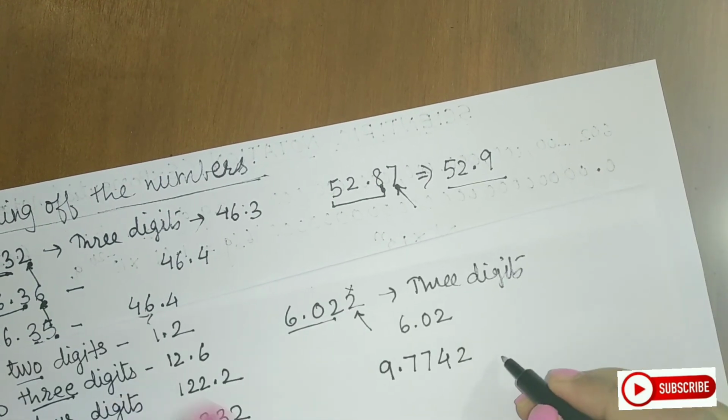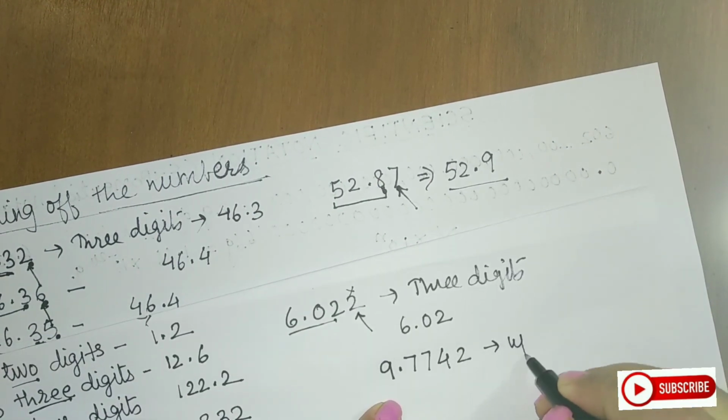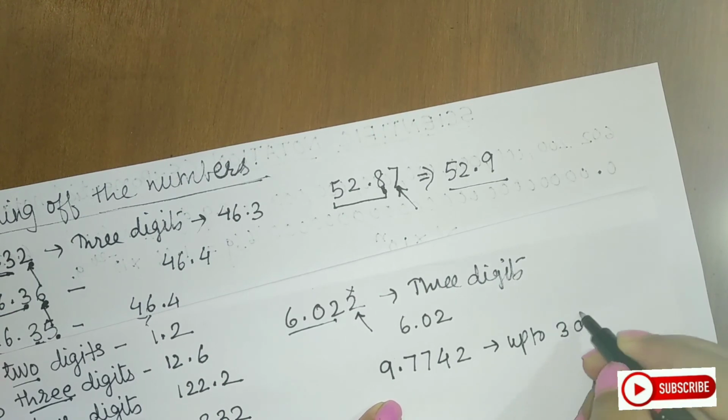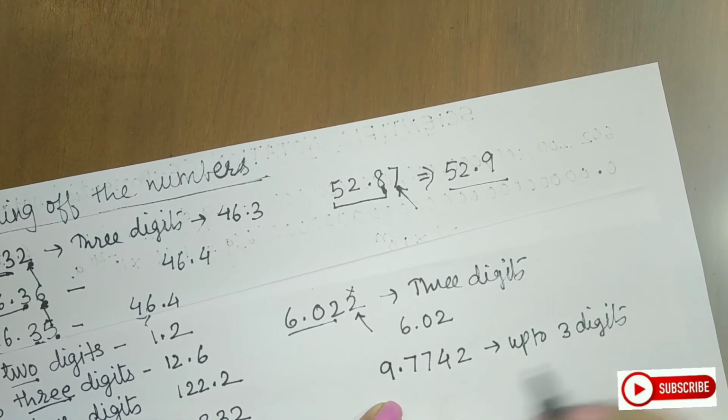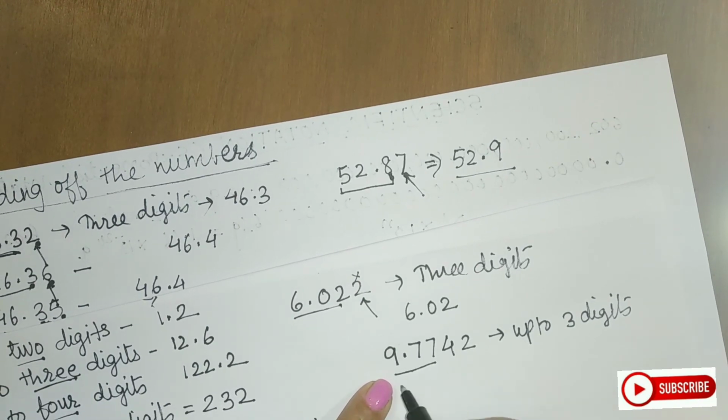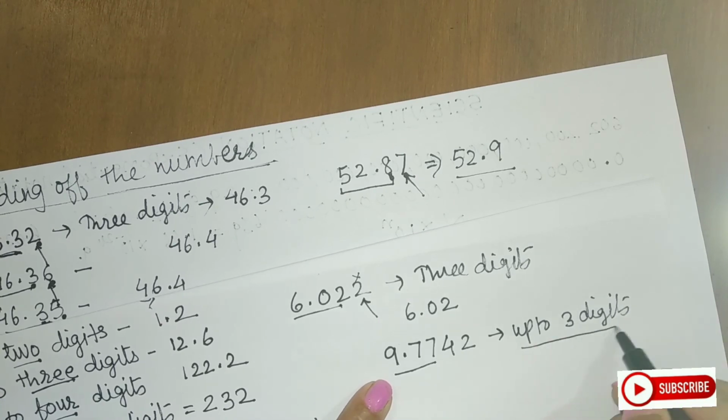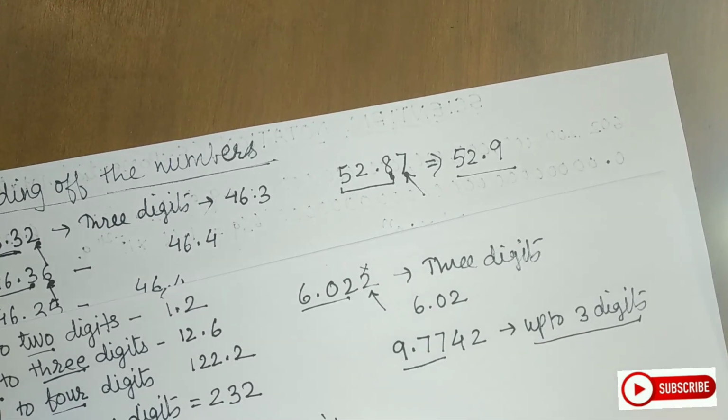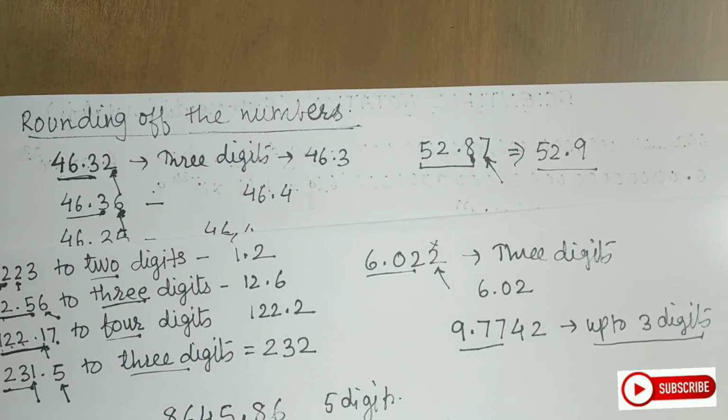So let us try one more, 9.7742. I want the answer up to 3 digits. I want the answer only up to this. So students, please write your answer in the comment box. What will be the exact value for this if I want the answer only up to 3 digits? I hope you understood the concept of rounding off the significant numbers and how we write the numbers in the exponential form for the calculations.